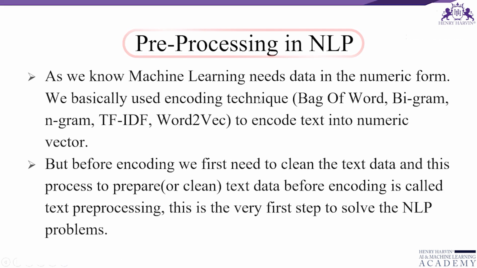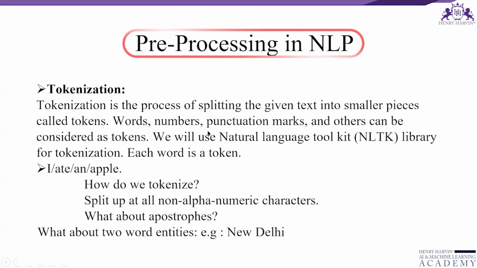So we know machine learning needs data in numeric form. So we basically use encoding techniques like bag of words, bigram, n-gram, TF-IDF, and word to vector, to encode text into numeric vectors. But before encoding, we should first clean the text data. This process of preparing or cleaning text data before encoding is basically called text preprocessing, right? Whenever we start with a task, it is always important to clean the data first. To clean the data, in the sense, we are making the data understandable by a machine, right? So what are the steps really required to do that?